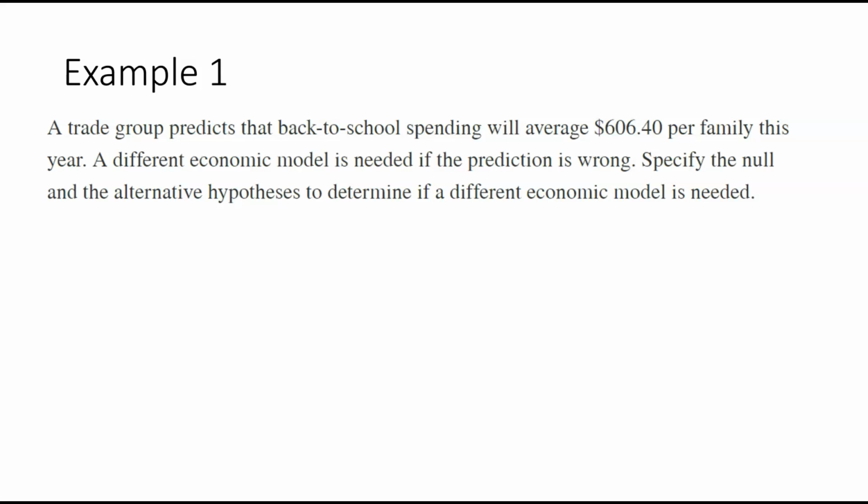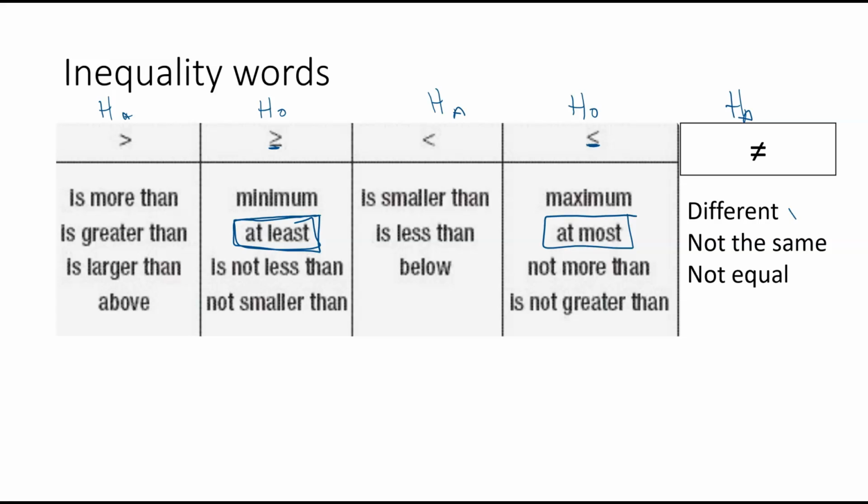All right, so for example 1, a trade group predicts that back to school spending will average $606.40 per family this year. A different economic model is needed if the prediction is wrong. Specify the null and alternative hypothesis to determine if a different economic model is needed. So first we have the word average, which means we're going to be talking about mu. Then the next word is different. When they talk about different, that is a not equal to word.